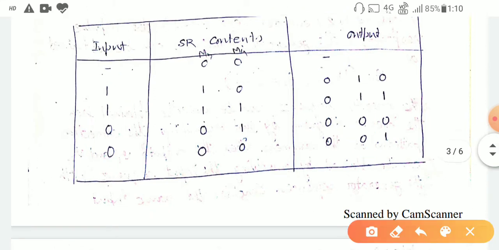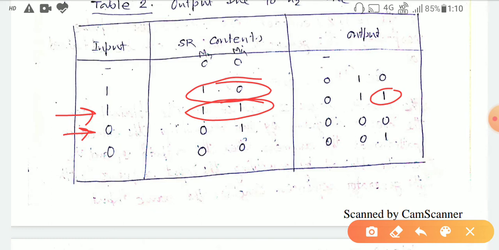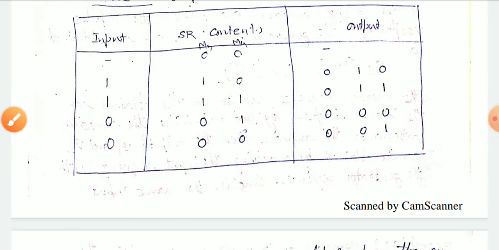So if you consider this line, the previous value was 10, so the mod 2 addition will be 1 plus 0, which is 1. For this line, the previous values are both 1, so 1 plus 1 as a mod 2 addition gives 0. In this way you can get the output for each individual input.